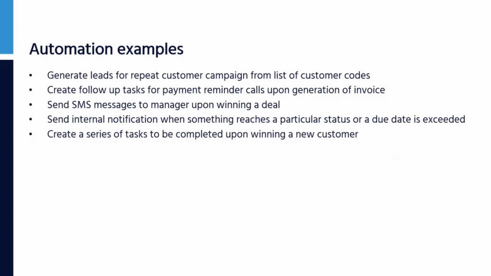You can send SMS messages to a manager whenever an opportunity is won, for example. There could be an internal notification when something reaches a particular status, or if due dates fall behind, that could then get escalated to someone else through automation. And you can create a series of tasks when a new customer deal is won. There might be certain things that you want to do over the next couple of months as part of your workflows and post customer service that can be set up via automation as well.